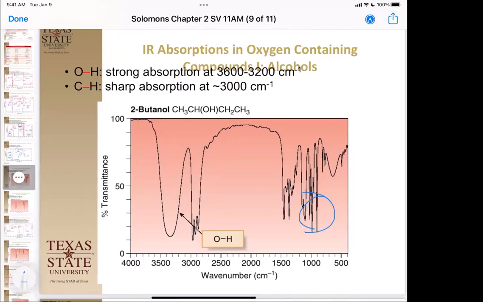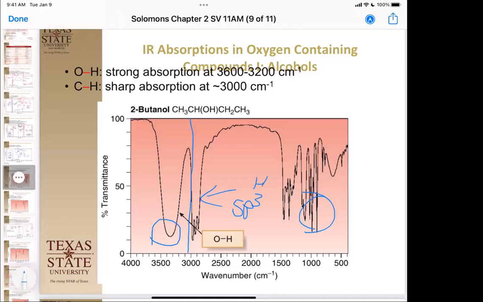But we see the oxygen-hydrogen bond up here as being very intense because that's a polar bond. It's broad because of hydrogen bonding. It's intense because of the polarity of the bond. Now, in this particular one, if we draw our line here at 3000 again, it looks like we only have sp3 hybridized hydrogens right here.